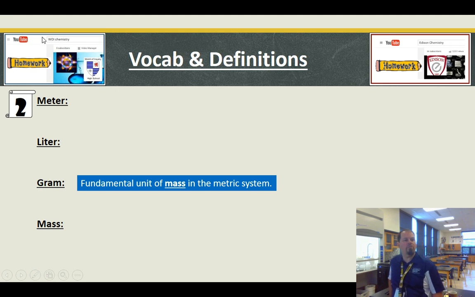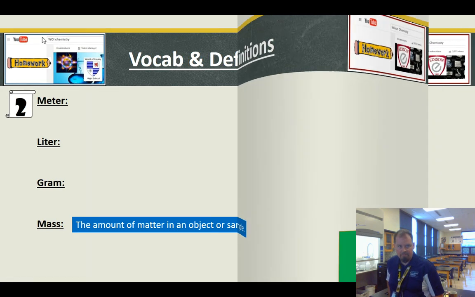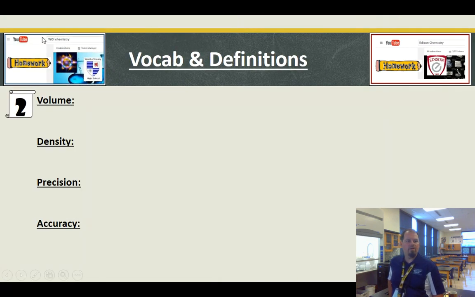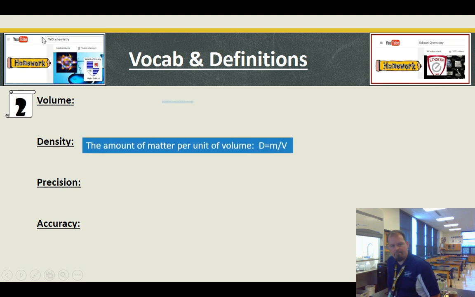So how much stuff do I have? I weigh it: mass. Mass is the amount of matter in an object or sample. There is a difference between mass and weight, and that has to do with gravity. We don't get into weight much. We talk about mass, how much stuff. Volume is the amount of space that the matter takes up. The space is the volume. This is really all words you know already, right?